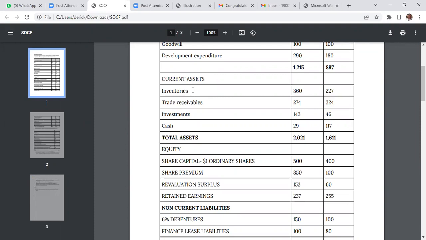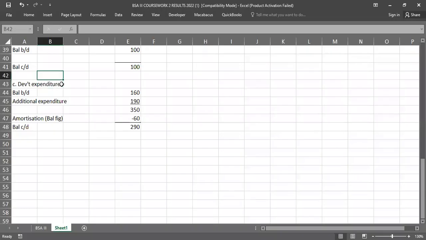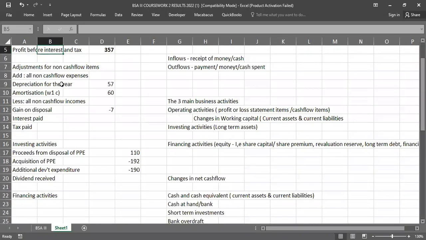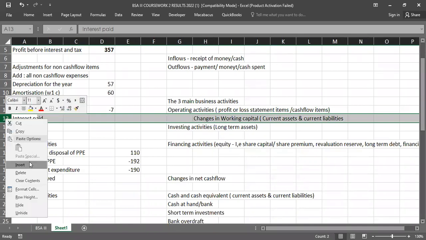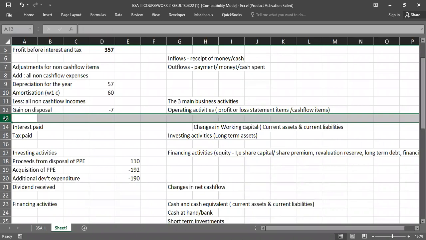So the first thing is inventory. Now we know that inventory is working capital. Under current assets, anything that's not cash and cash equivalent is working capital. So here our interest is really in working capital, in the movement, the change. As you can see here, there's an increase in inventory. So you go under your operating activities, because working capital is under operating activities. Even leave space for it.